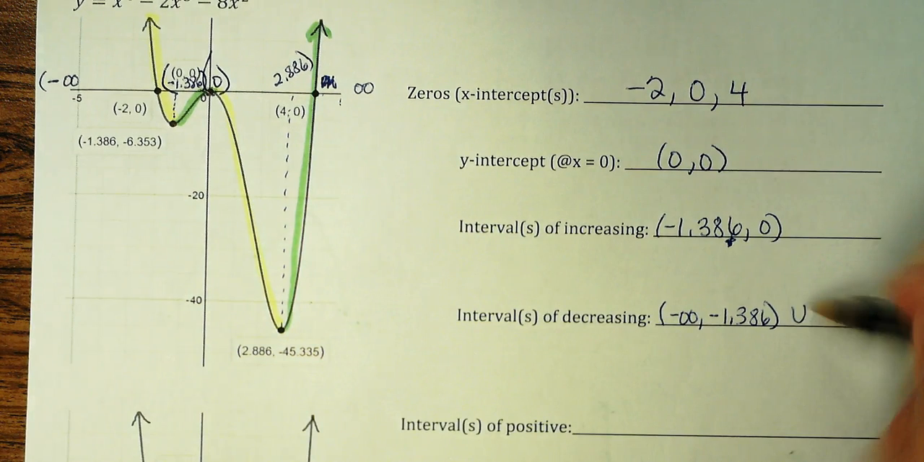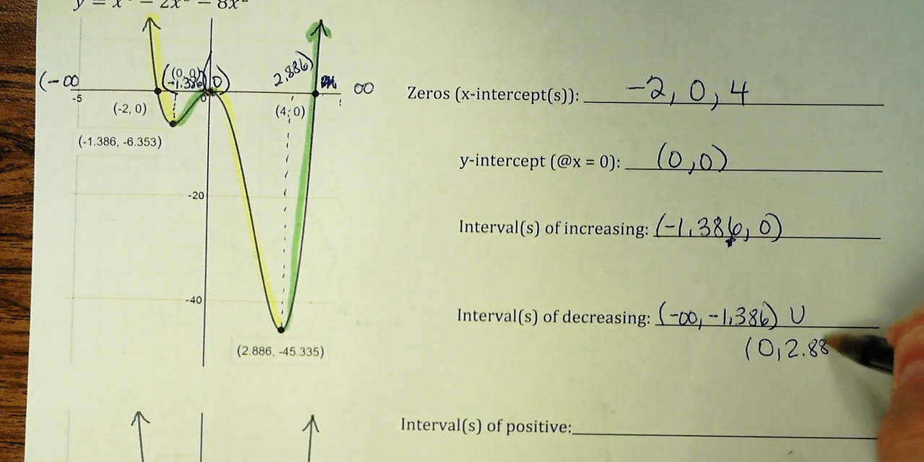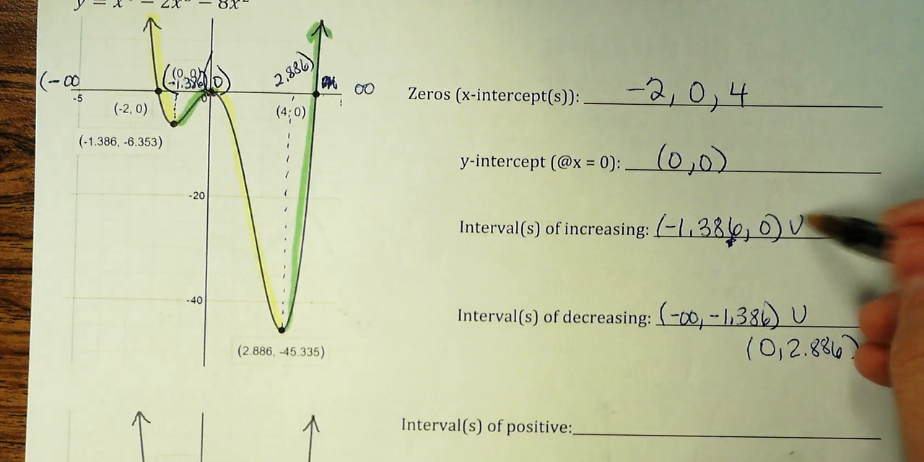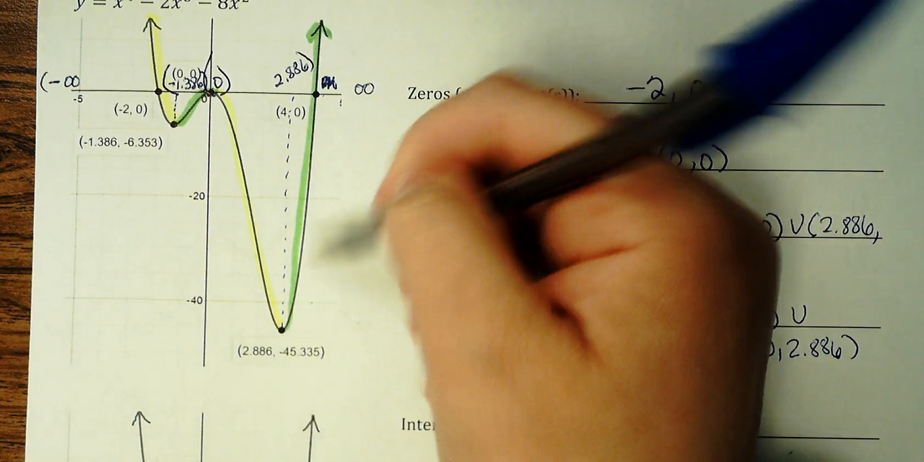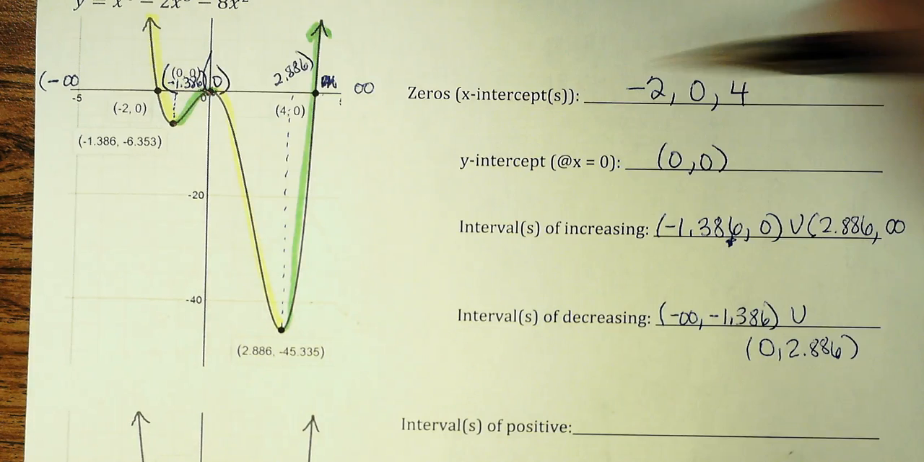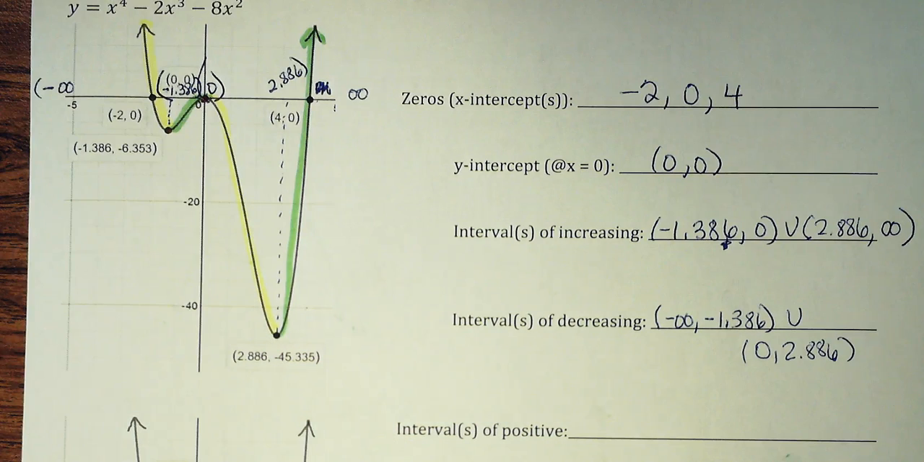So we're going to put it here. So 0, 2.886. And then the rest of the graph, starting at that same value, 2.886, the rest of the graph is increasing, so as I approach infinity as I'm traveling to the right. Okay, we're going to move down.